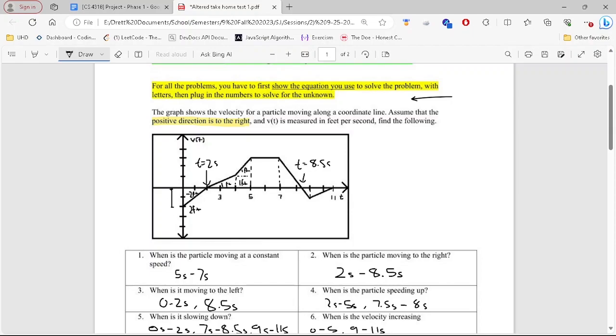For this big square, we got 2 seconds being the base and 3 feet per second being the height. 3 times 2, that's 6 feet. For this one, we got our base being 1.5 and its height being 3 feet per second. So 1.5 times 3 divided by 2, that's going to be 0.75 times 3. That's going to be 2.25 feet.